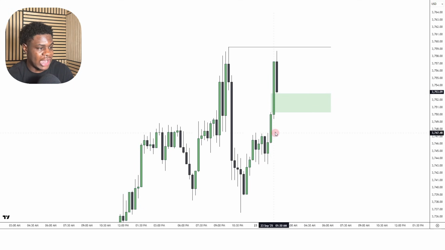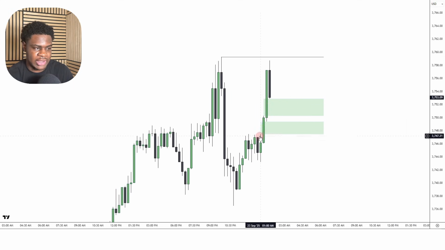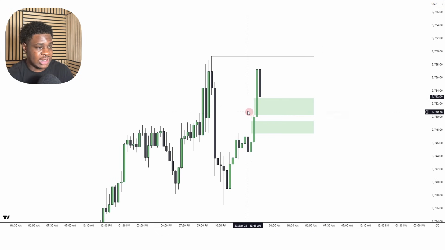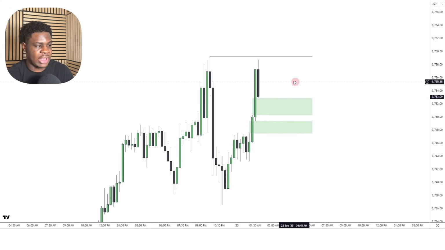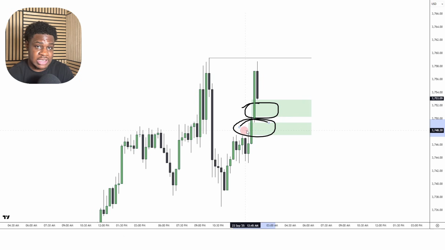Below it, we also have this fair value gap right here. When you're in a situation like this, when there are multiple fair value gaps and you're probably struggling to understand which fair value gap price is going to choose, it's very important to take note that price a lot of the times will come back into the first fair value gap. Sometimes the second fair value gap, or the lowest fair value gap, can be a little bit more 50-50.